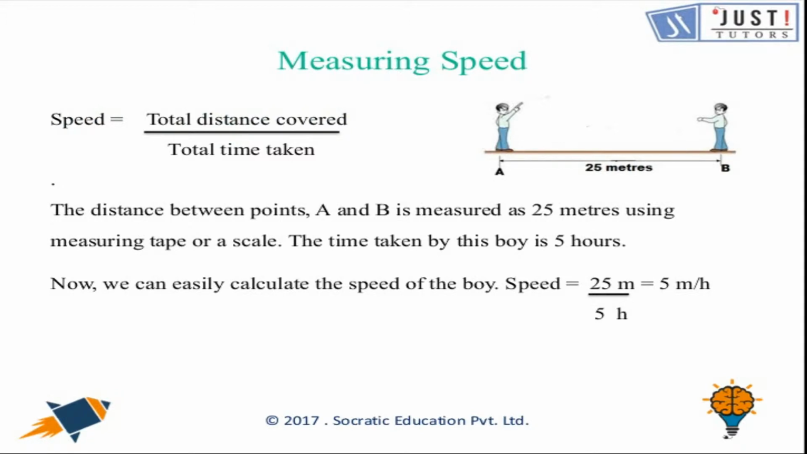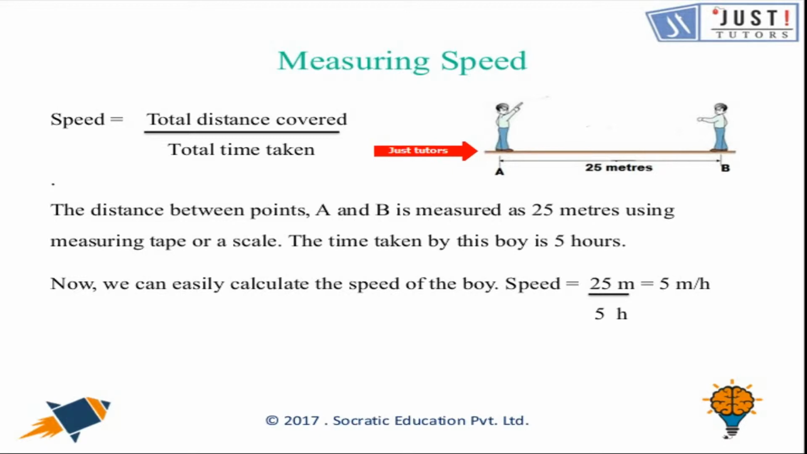Now let's talk about measuring speed. Now we know that speed is calculated as total distance traveled divided by the total time taken. So let's say that the distance between 2 points is 25 meters, as shown in the figure right here, and it takes 5 hours to cover this distance. So we have to work out the speed of the person covering this distance.